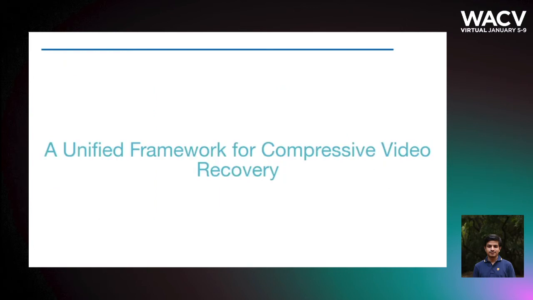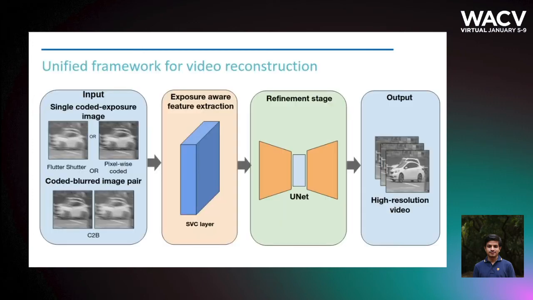For this, we design a unified framework that can reconstruct video from coded exposure measurements. The figure shows the different parts of a framework which is non-iterative and incorporates a fully convolutional neural network. As the input, our framework can adapt to both single coded measurements such as flutter shutter and pixel-wise coded, as well as to coded exposure measurements such as coded 2-bucket sensor. In the first stage, we extract features from the input images, which we call the exposure-aware feature extraction stage. The next stage takes these features as input and reconstructs a video sequence.